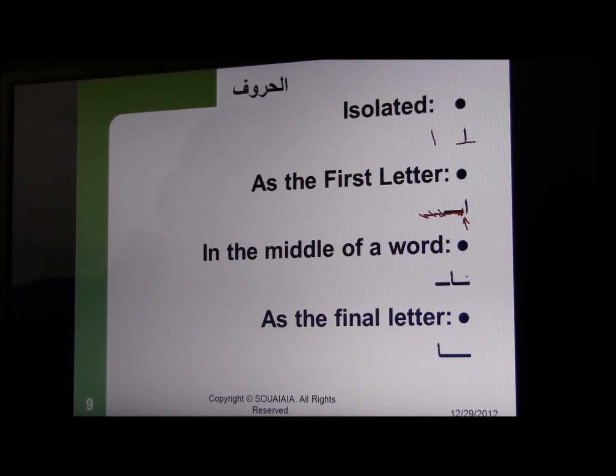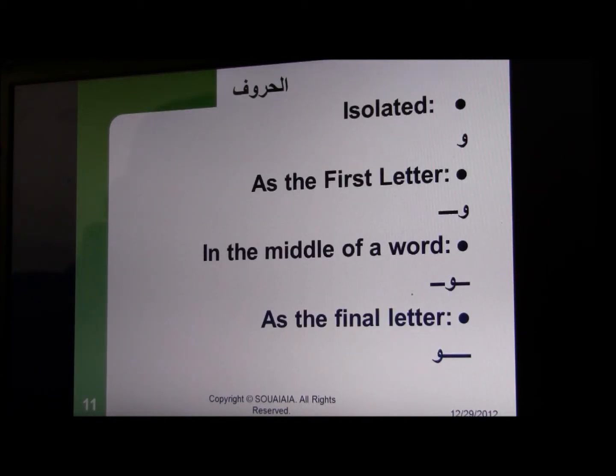If it's in the middle of a word, so you're coming from some stuff here, and then you connect it to the Aleph, it connects to the right of it. So you come straight up from this word, then you go up, and that's the Aleph. Then you continue here with the next letter, leaving that space in between, because the Aleph does not connect to the left, it connects only to the right of it. If it's final, there is nothing after it. So you're coming from some stuff here, and then you connect, you move forward and pull up, and that's the Aleph.